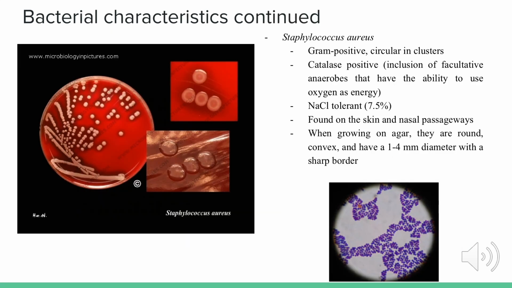Staphylococcus aureus are gram-positive and circular in clusters, catalase positive, sodium chloride tolerant, and found on the skin and nasal passageways. When growing on an agar, they are round, convex, and have a 1 to 4 millimeter diameter with a sharp border.